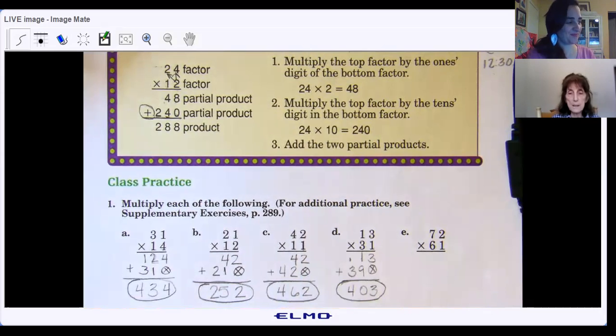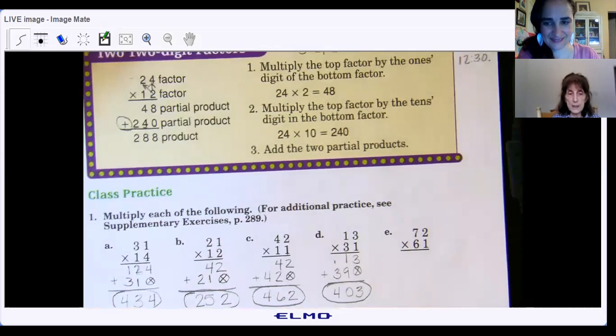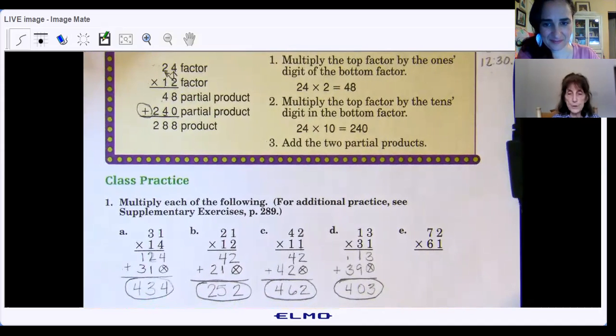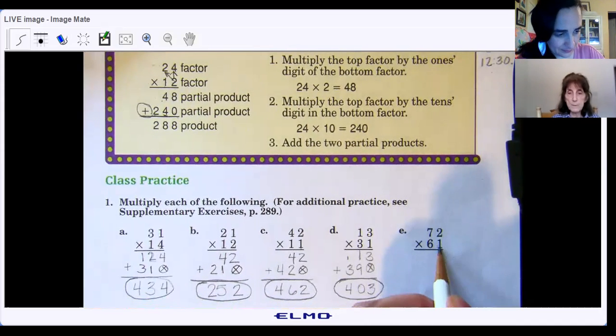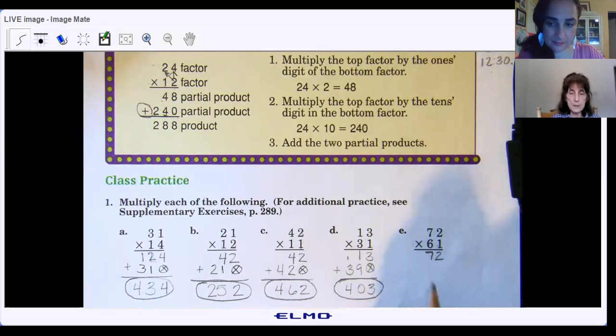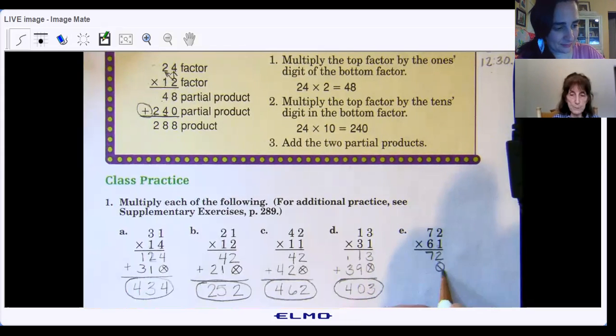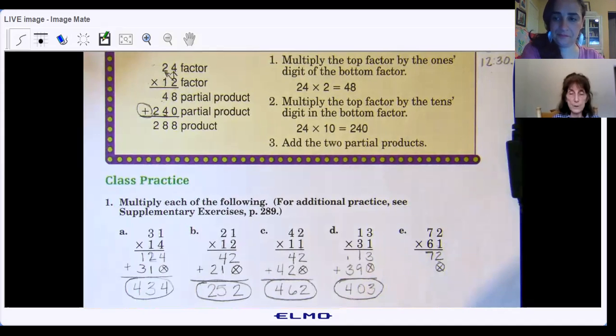All right, last one. We're going to do letter E, 1E. We're going to start in the ones column. 1 times 2 is 2, and 1 times 7 is 7. So 1 times 72 is 72. All right, we're done with the ones. We're finished. So we're going to put a 0 and an X there. We're done with the ones column.